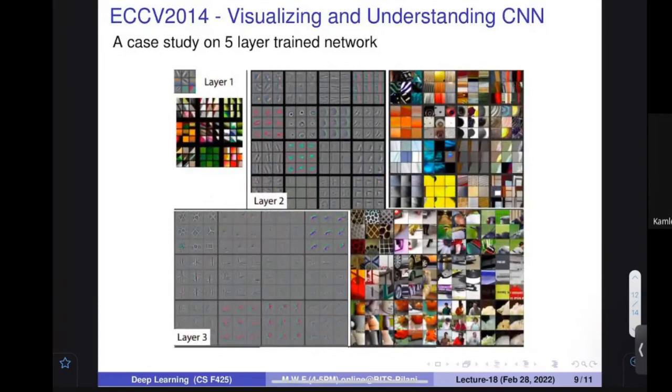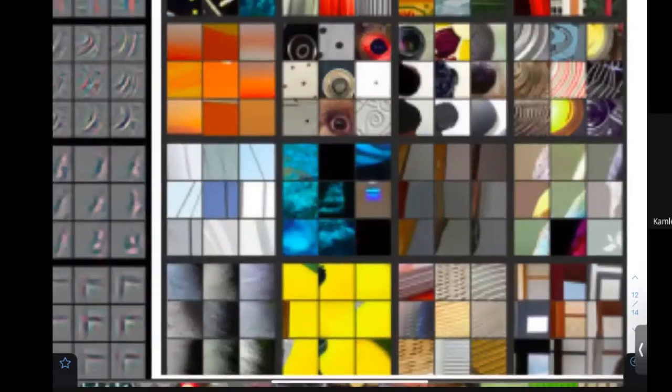This is a very interesting paper that came out around 2014, the ECCV 2014 paper Visualizing and Understanding CNNs. It developed a 5-layer CNN-based structure and tried to show what the features actually mean. At the first layer, whatever is learned translates only to pixel intensity. At the second layer, the features translate to some parts. Do you get any idea of what is there?